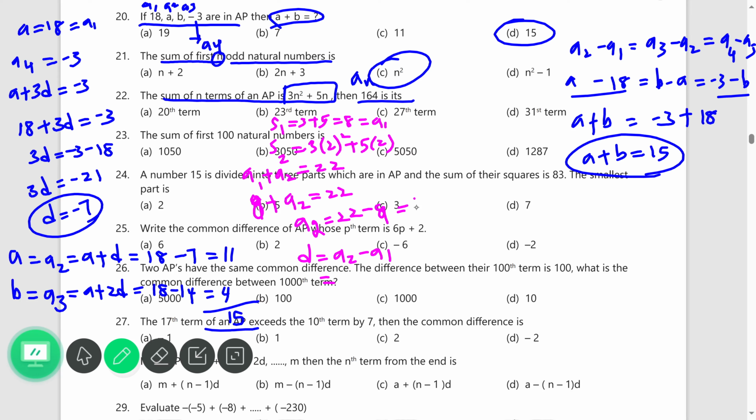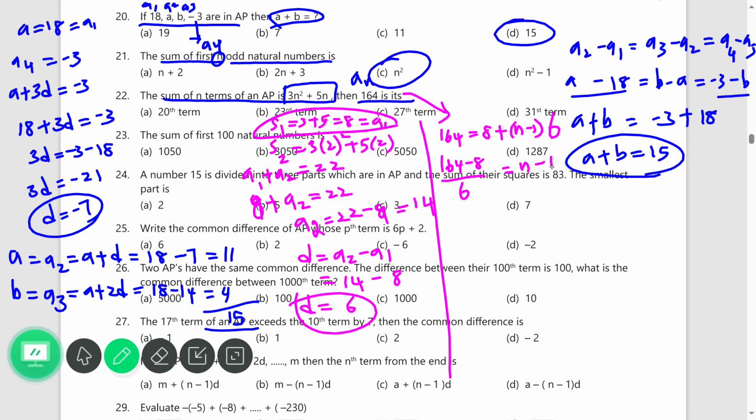27th term. Okay. So 164 minus 8 divided by 6 equal to n minus 1. When you subtract, 164 minus 8 in the sense 156, divided by 6 equal to n minus 1. Cancel this. 6 26s are 156. So 26, minus 1 when you bring opposite, plus 1 equal to n. Then it is the 27th term of the AP. C is the required answer. Do you understand? Is it okay, guys?